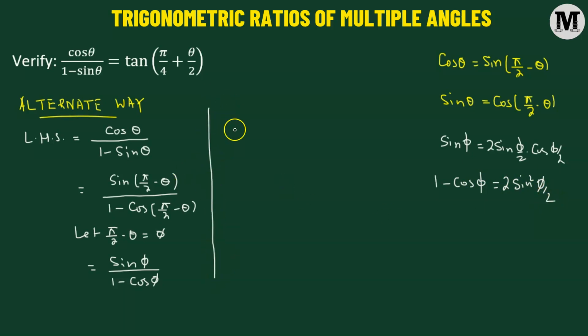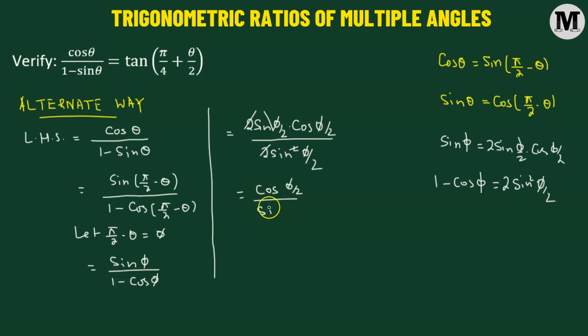So we are going to get 2 times sine of the angle phi over 2 multiplied by cosine of the angle phi over 2, divided by, in the denominator, 2 times sine squared phi over 2. Now we can factor out 2 from the numerator and the denominator, and we can also factor out one sine phi over 2 from both. So that leaves us with cosine of the angle phi over 2 divided by sine of the angle phi over 2. Now what's the ratio cosine over sine? That's nothing but the cotangent function. We have cotangent of phi over 2.